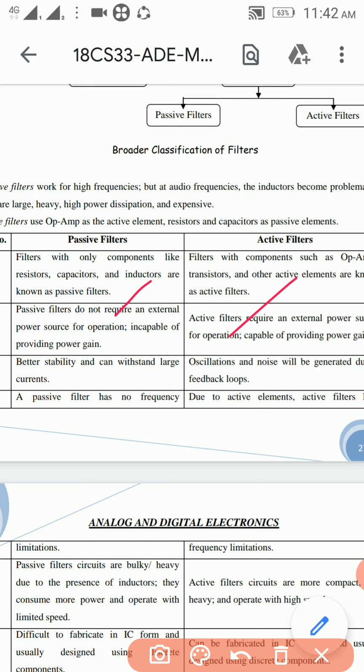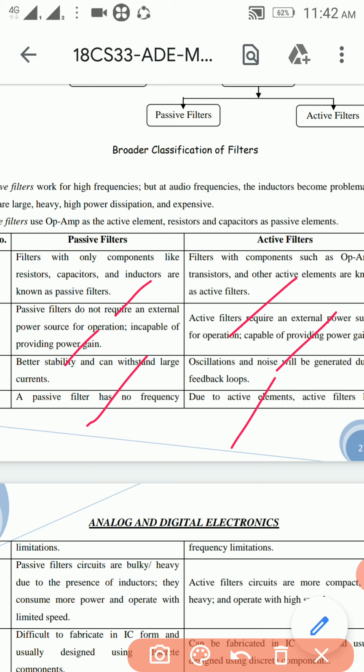Stability will be better in the passive case, and in the active case oscillations and noise will be generated due to the feedback loops. In the case of passive filters, there are no frequency limitations. In active filters, there are some frequency limitations. And this is the passive filters.